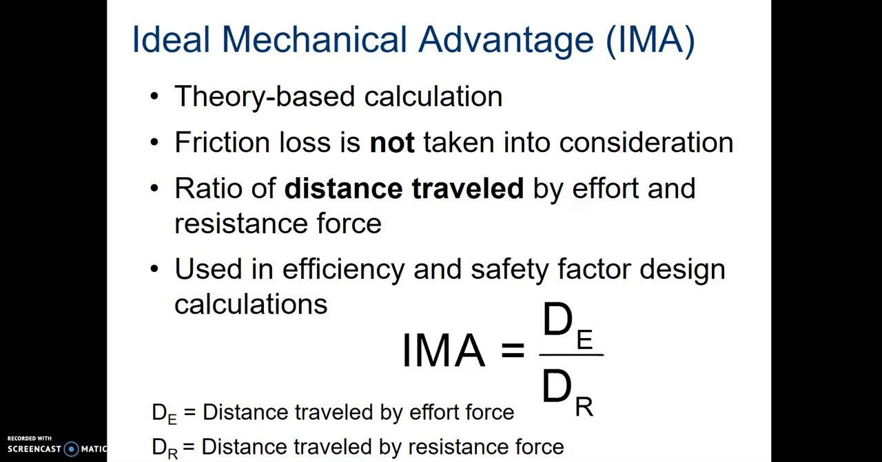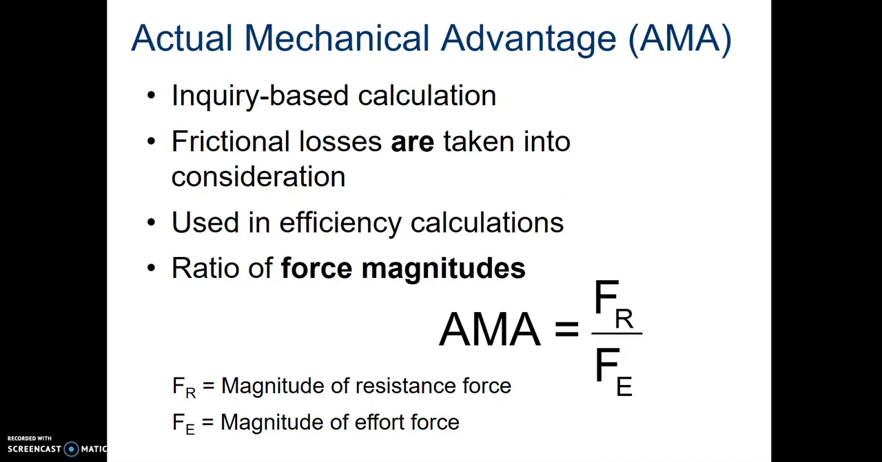Quick recap from the last video. Ideal mechanical advantage is distance effort over distance resistance. So if you ever get two distances, you can divide those two and calculate the IMA. AMA is force resistance over force effort. So if you are ever given two forces, go ahead and divide that resistance by that effort and you've got the actual mechanical advantage.